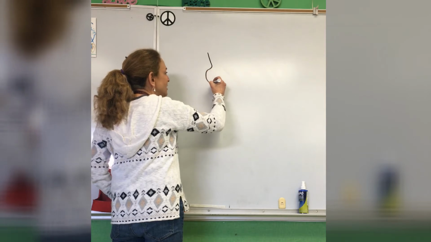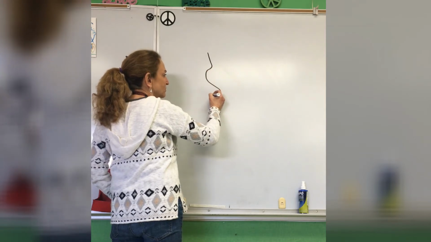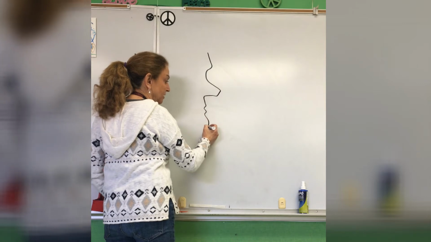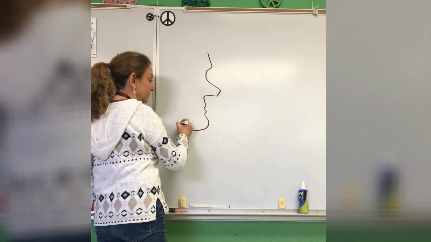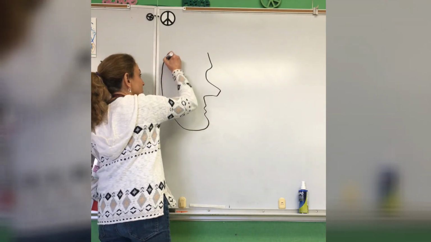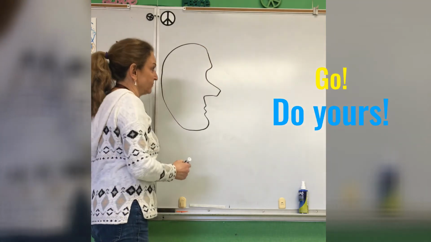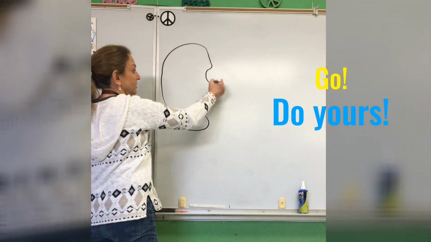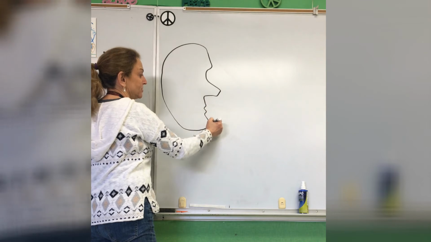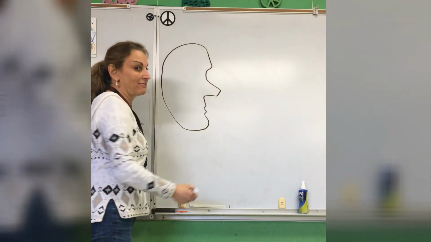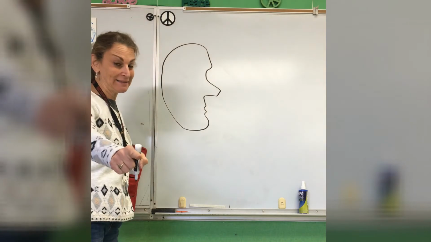Forehead, any shape, nose. Lips, chin, bring it around so it looks like an oval. Go, do yours. Forehead, nose, lips, chin. Circle it around so you have half an oval. You got it?